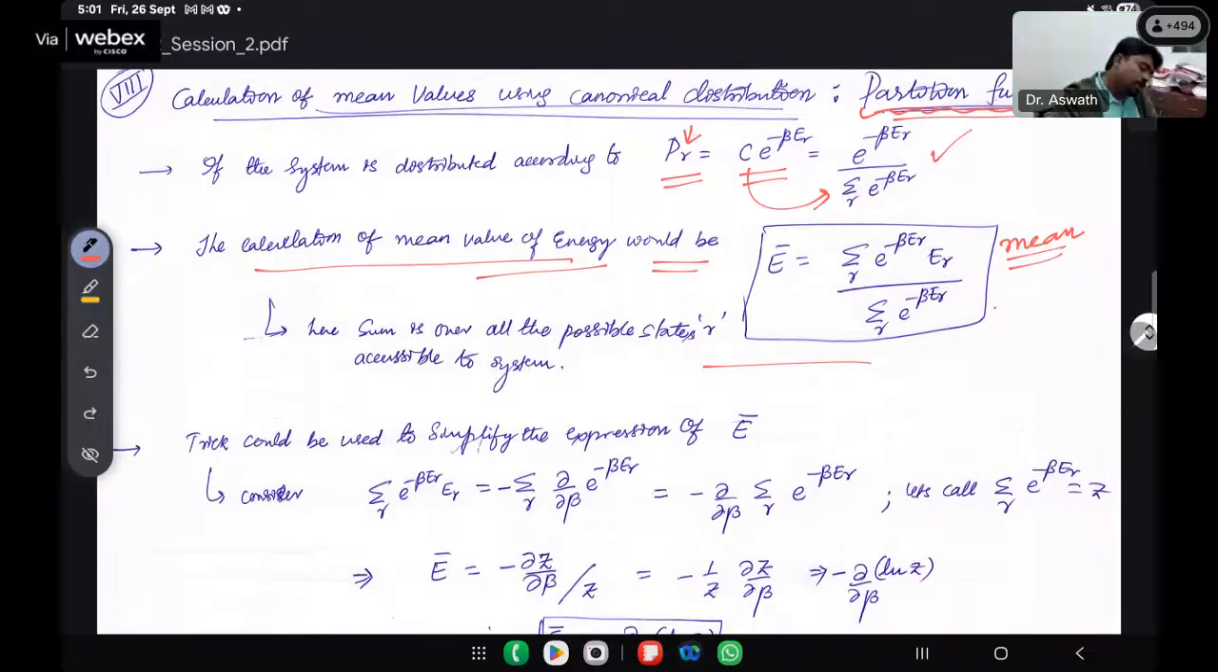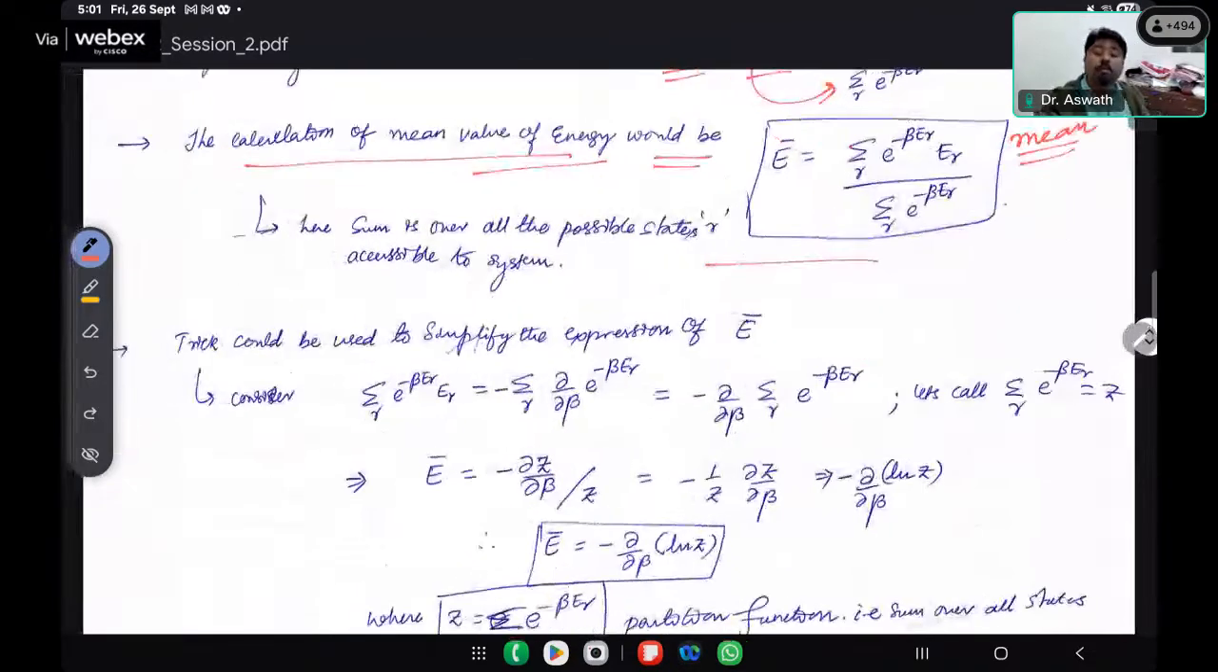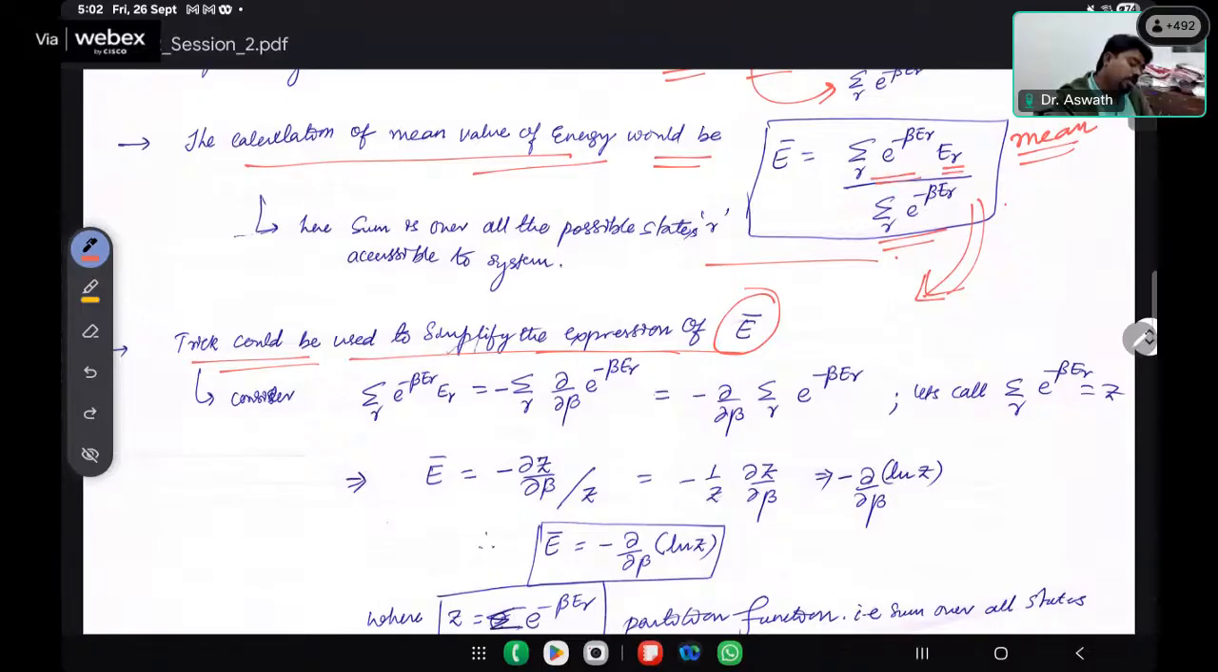Okay, right? Same strategy you can use for any parameter mean value. So explicitly, if I want to find the mean energy, one can do a simple trick to find it. If you carefully observe this quantity, in the denominator I have just a summation. In the numerator, I have a summation along with PR.